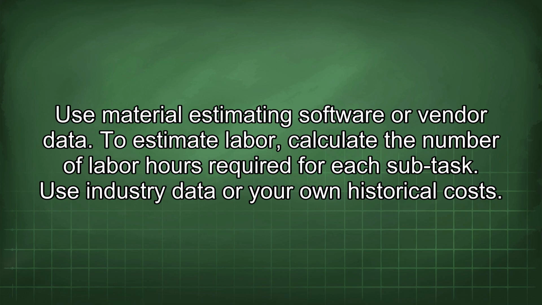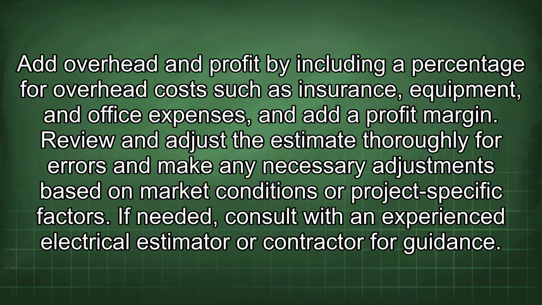To estimate labor, calculate the number of labor hours required for each subtask. Use industry data or your own historical costs. Add overhead and profit by including a percentage for overhead costs such as insurance, equipment, and office expenses, and add the profit margin. Review and adjust the estimate thoroughly for errors and make any necessary adjustments based on market conditions or project-specific factors. If needed, consult with an experienced electrical estimator or contractor for guidance.